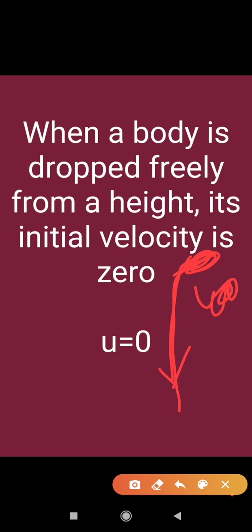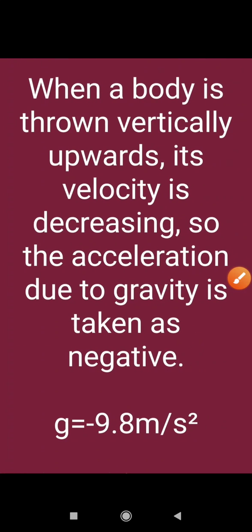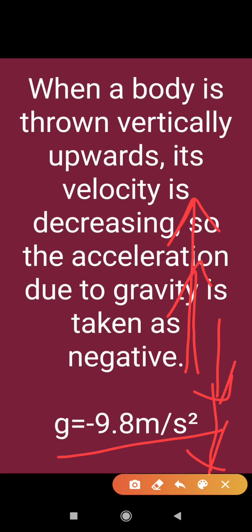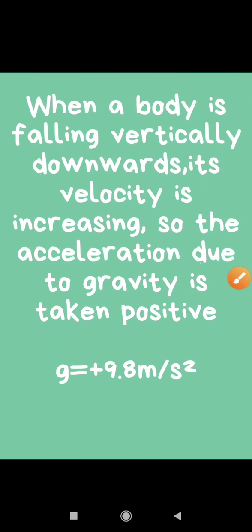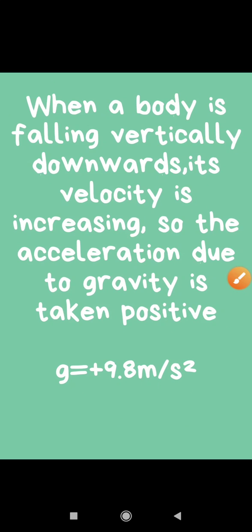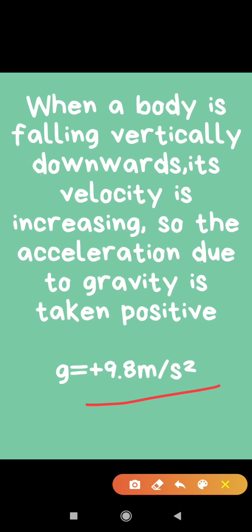In another case, g will be minus whenever the direction is opposite. The earth is pulling towards its center, but the body is moving in the other direction. If the body moves in the same direction, g will be positive. The body is falling vertically downwards and gravity is also pulling in the same direction, so g will be positive 9.8.